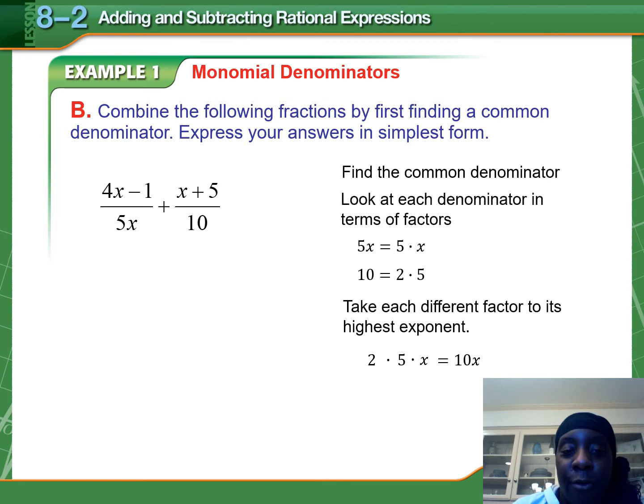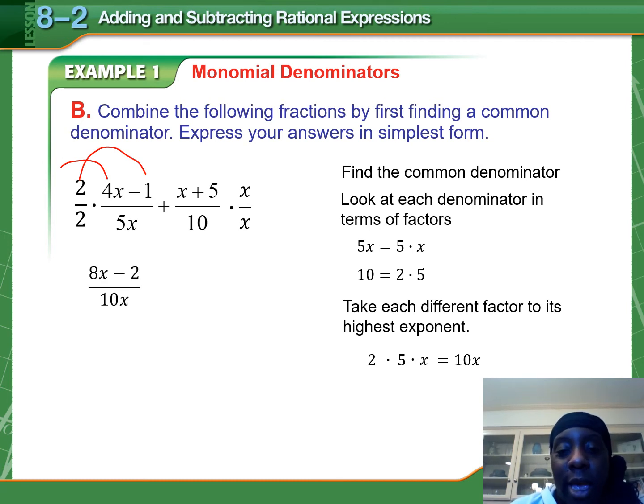So what does the left fraction need? Well, I hope you would say 2. And then what does the right fraction need? Hopefully you would say an x. So then we are going to multiply the top and simplify it out. So 2 times 4x, remember I had to go that times that and that times that. So I get 8x minus 2. And then the other one, I have to do x times this and x times that, and I get x squared plus 5x. Now the denominators are the same. Now all I care about are the numerators.